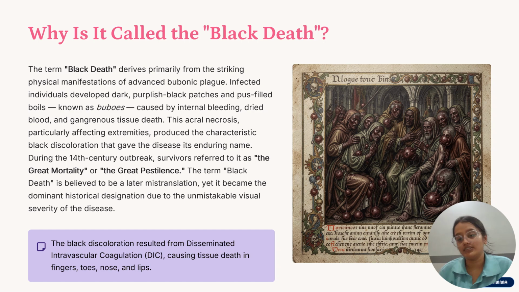Now, why is it called the Black Death? Because of the signs and symptoms it follows. Physical manifestations: dark purplish-black patches, pus-filled buboes which are the enlarged lymph nodes, and gangrenous tissue in the distal extremities, nose, and lips, and acral necrosis, which is the gangrene formed. It was also called the Great Mortality and the Great Pestilence. The name Black Death is believed to be a later mistranslation, yet it became the dominant historical designation.